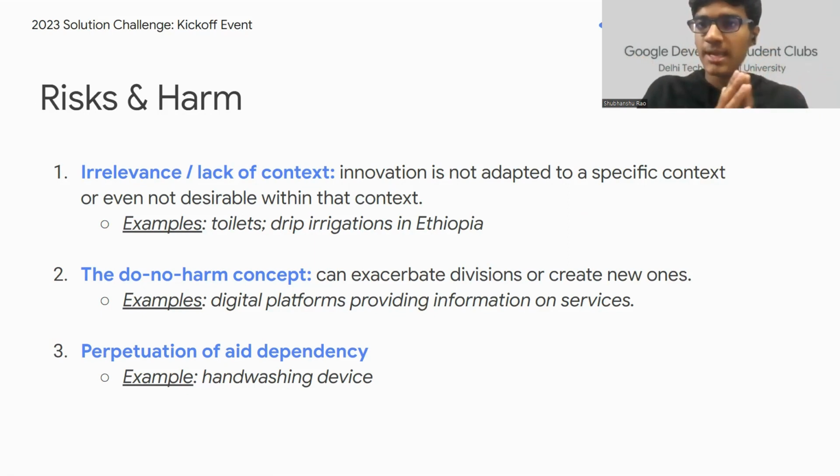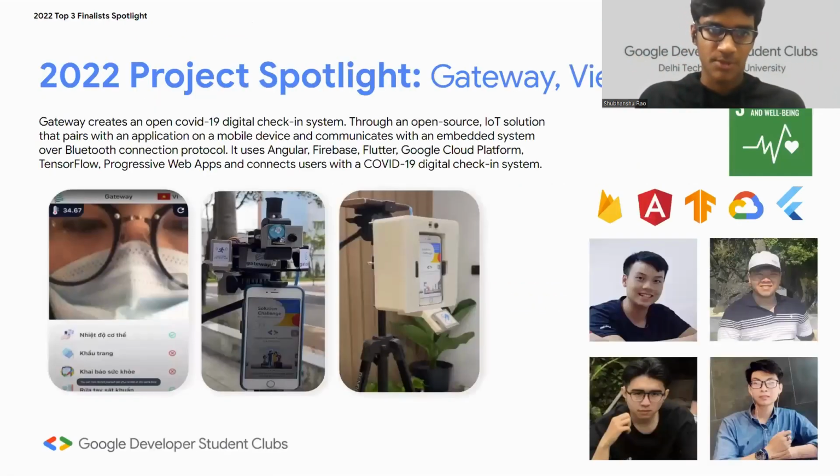If you build a solution and it's benefiting only one part, like only one proportion of people, it shouldn't happen. It should be helping everyone, not focused on a particular segment. And these are some risks and harms that you need to keep in mind while making your solution.